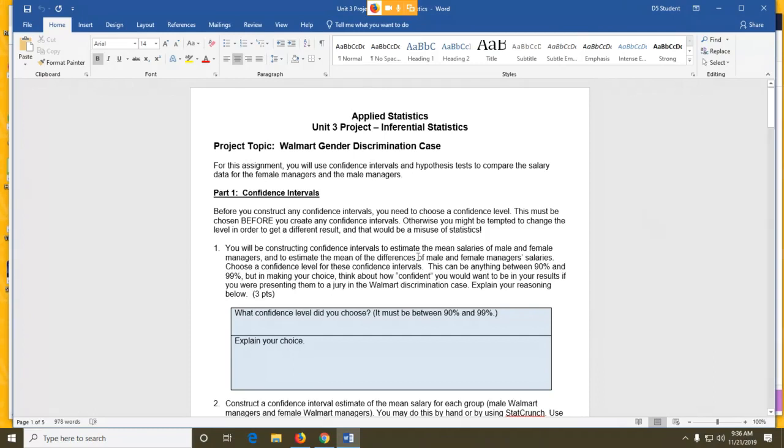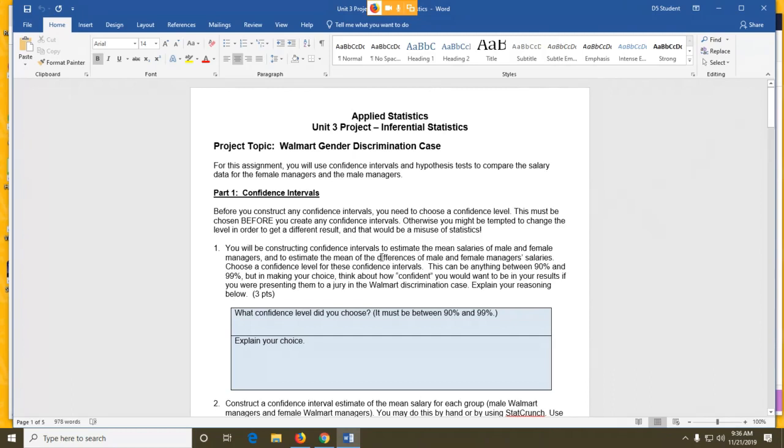The main thing to remember is that everything we're talking about in this project has to do with the means. We're always talking about the mean salaries or the average salaries. So anything you do in StatCrunch is going to be done with the t-stats. You're not going to use anything else for this project, not for the inferential statistics part. You're either going to be doing t-stats with one sample or t-stats with two samples or t-stats paired. One of those three things for this entire assignment.